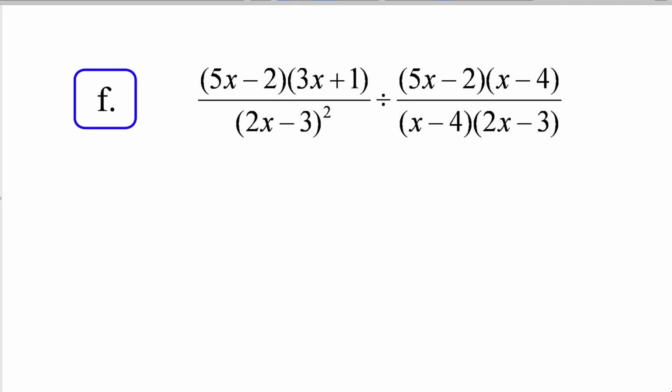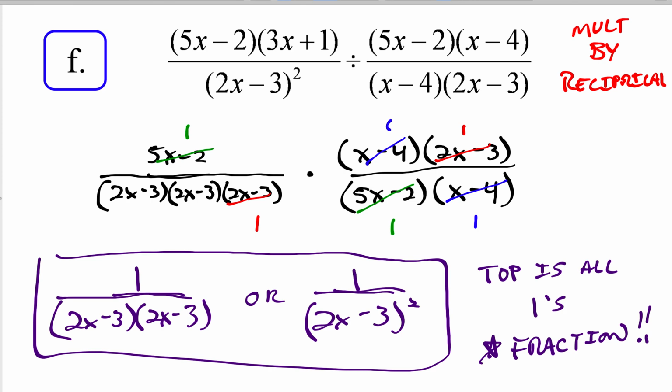And then on this one, what you should have noticed is if the top is all 1. So again, I divided, I multiplied by the reciprocal, so I flip. I flip these two. This one's okay. Okay, that's okay. And now I started canceling my binomials. I had nothing left on top except ones. 1 times 1 times 1 is 1. Now if that happens, it's got to be a fraction and the 1 has to be on top.